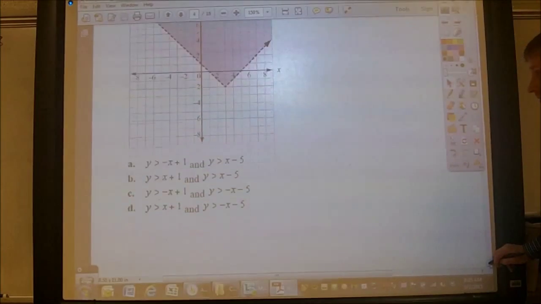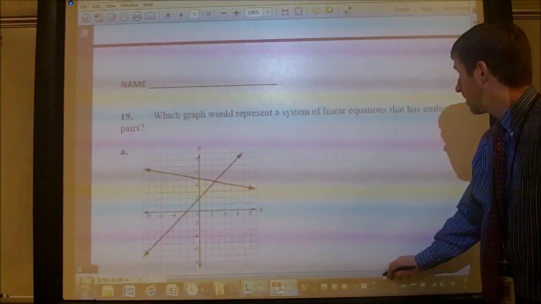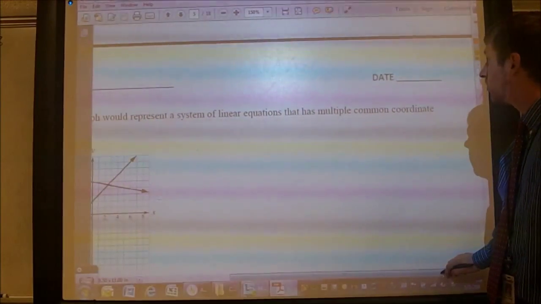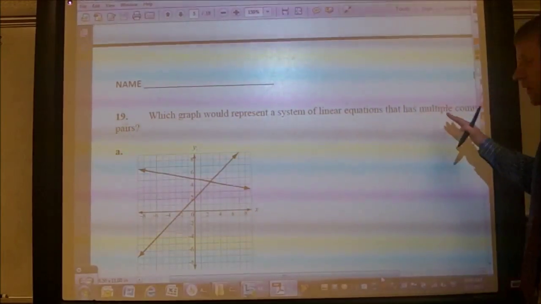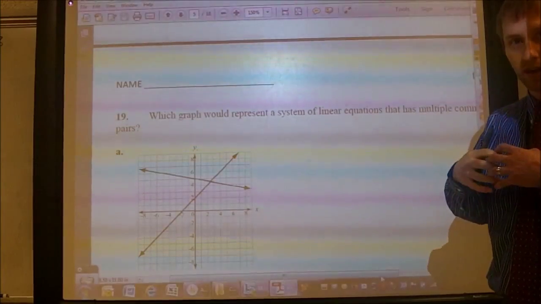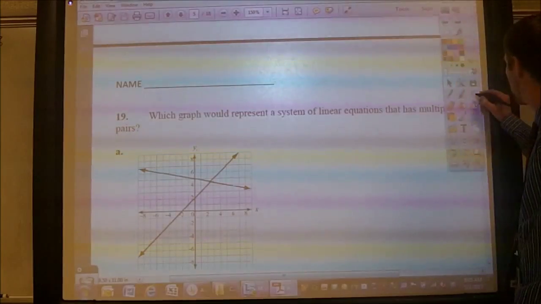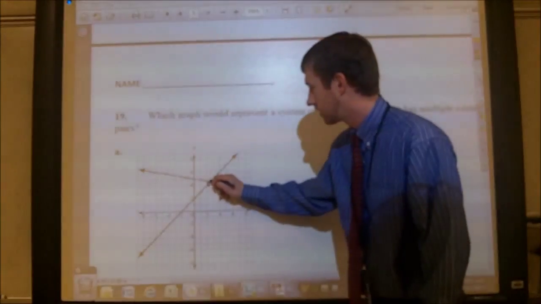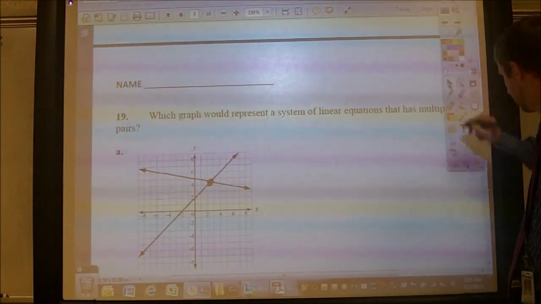19. Which graph represents a system of equations that has multiple common coordinate pairs? Okay, common coordinate pairs, that means where they have the same point, where they intersect. And we want to see, where do these intersect multiple times? So if I'm going through, A intersects 1 time, that's not multiple, so it's not A.